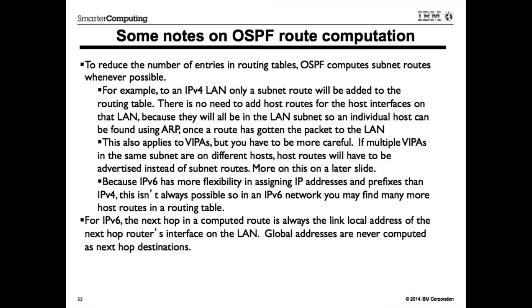Now, IPv6 has more flexibility than IPv4. We've talked a lot about IPv4. With IPv6, there's a lot of flexibility in assigning IP addresses. Unfortunately, that means for IPv6, you generally have a lot more host routes because the rules aren't as hard and fast. There aren't subnet guarantees in IPv6. Another thing about IPv6 is the next hop is always a link local address. Global addresses are never used as next hop destinations in IPv6.